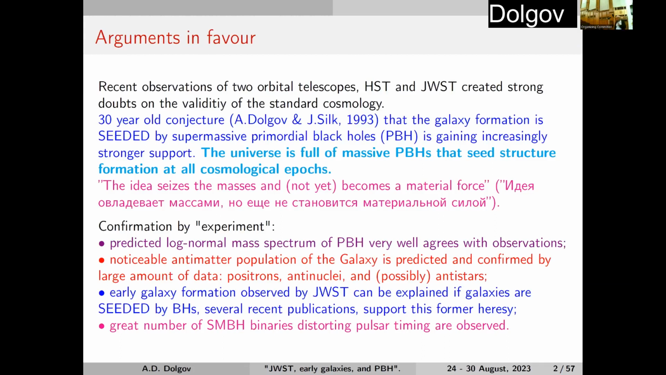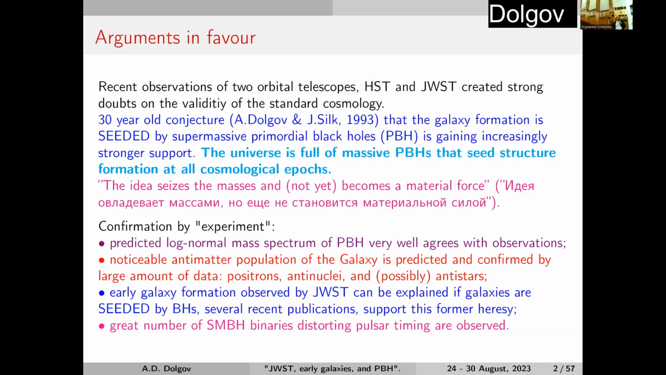Okay, so I start from the end: there are certain observational arguments in favor of these ideas. First of all, I already said that the James Webb and Hubble telescopes created strong doubts about the validity of the standard cosmological model, and it was conjectured 30 years ago that galaxy formation, quasars and many other cosmic structures are really seeded by primordial black holes, which was quite opposite to the standard mechanism of formation.